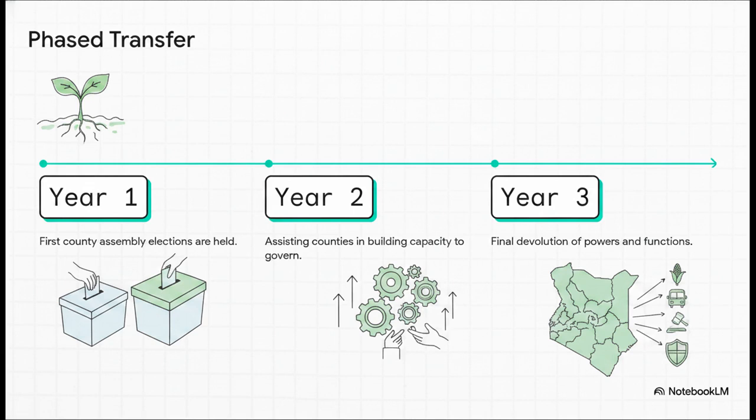It ensured that the national government facilitated the devolution of power gradually, actively assisting these new county governments in building their capacity to actually govern. It meant counties weren't suddenly overwhelmed with critical functions, like agriculture or local transport, that they didn't yet have the infrastructure or the staff to handle. It was a very deliberate, step-by-step handover.